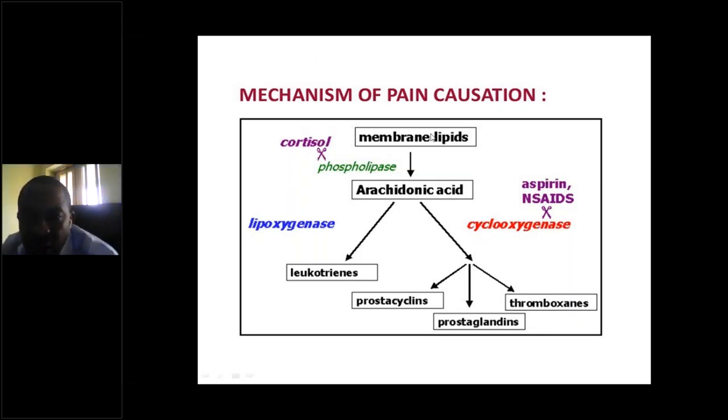So this is it. Membrane lipid is released, and there's arachidonic acid. So you have chemicals like leukotrienes, prostacyclins, thromboxanes, and prostaglandin. Now when you give a drug, what the drug does is to cut in somewhere here and bind to some of these receptors, especially prostaglandin. When they bind to prostaglandin, there is less likelihood that the pain is coordinated downward.